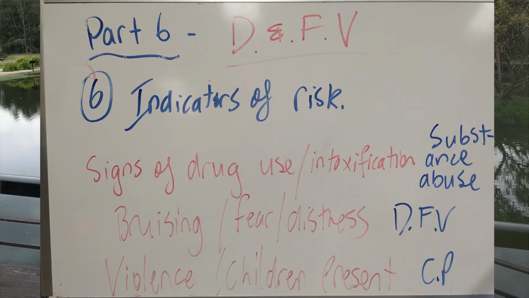There's one more question in this section, 6. Indicators of issues, or indicators of risk, I'll summarise it as. If we've got signs of drug use, intoxication, the risk factor might be substance use. I'm going to say use, or it could be an addiction, but they've used the language substance abuse. If you've got bruising and showing signs of fear and distress, the risk factor could be domestic and family violence. And the last one, households where violence is known to occur and there are children present. That is the child protection space, which we spoke about earlier.